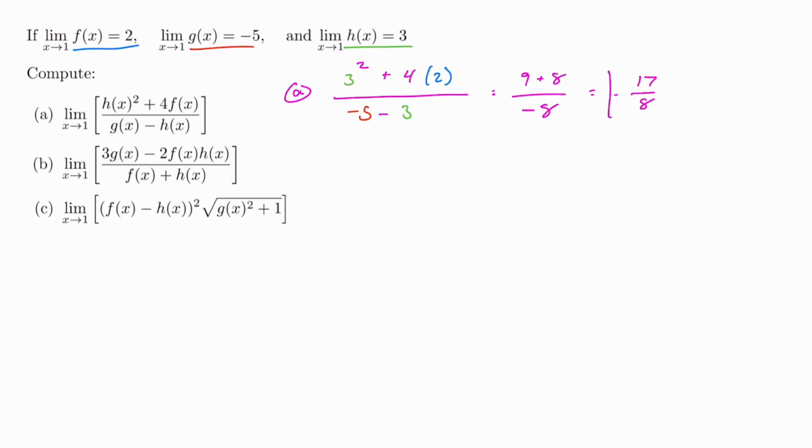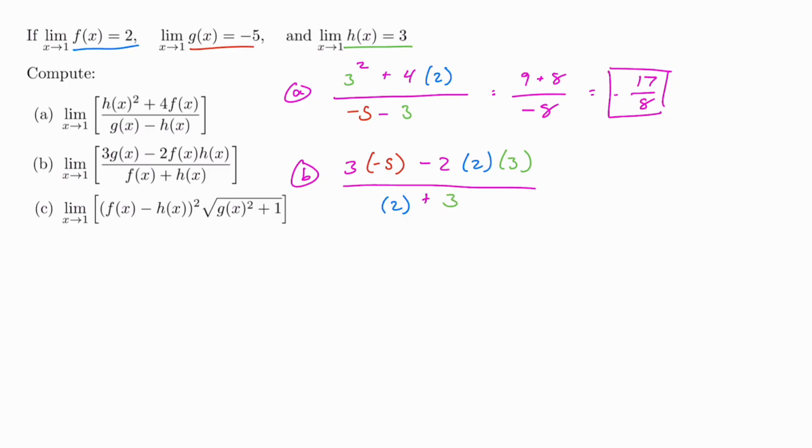For B, this one's a little bit longer. We've got 3 times g of x is negative 5 minus 2 times f of x times h of x, and that is divided by f of x plus h of x. So we can solve this. We get negative 15 minus 12 over 5. So this is negative 27 over 5.